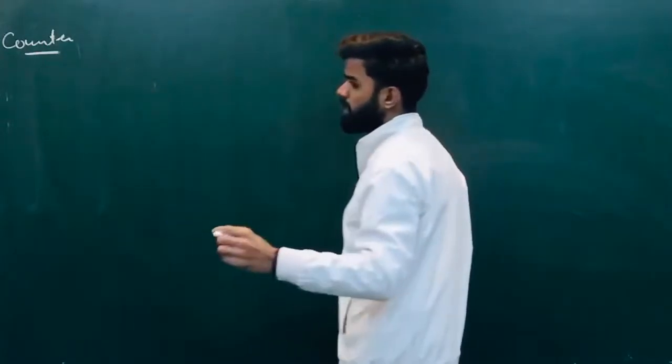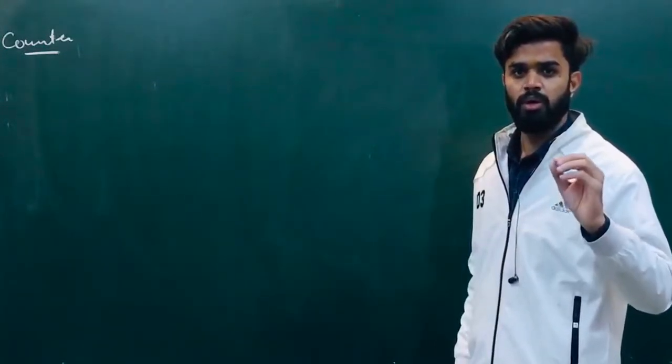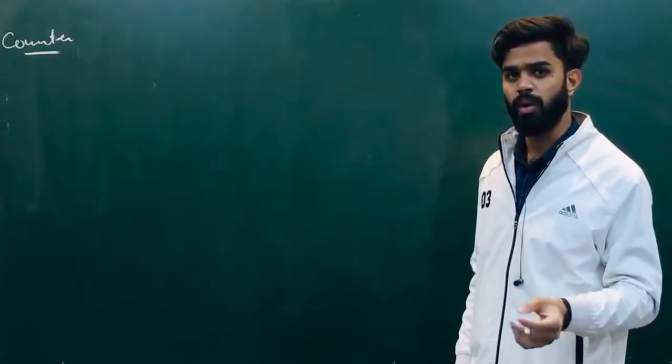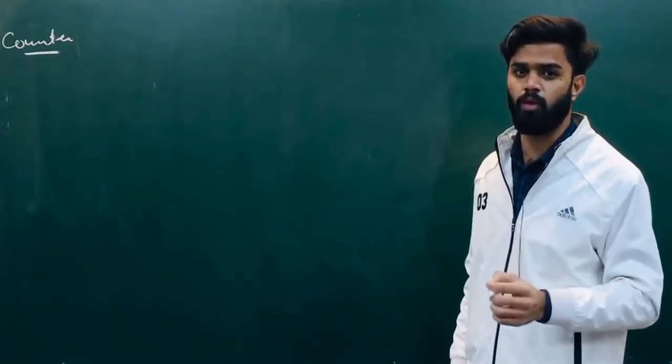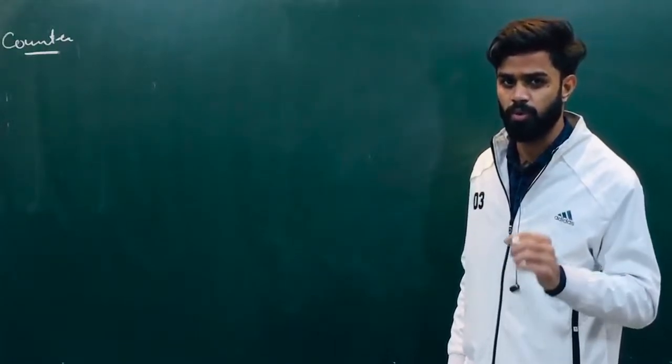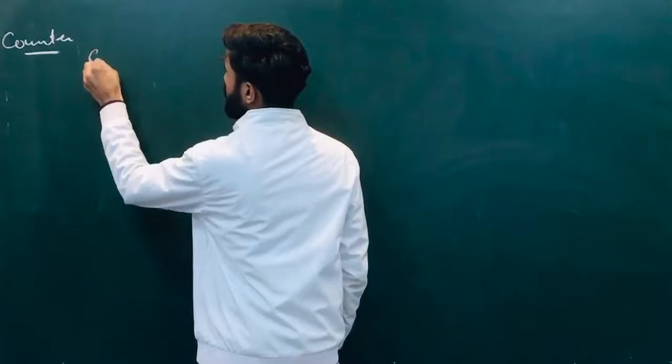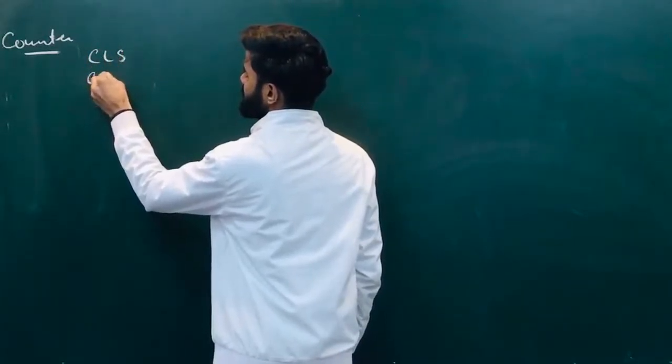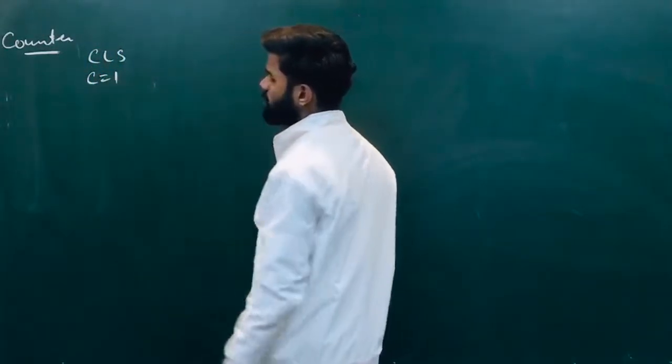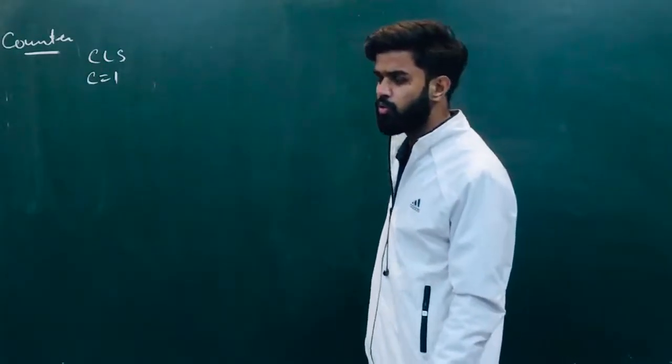Suppose we need to print the word computer 10 times or 12 times, and we also need to count exactly how many times the word computer or any word will print. So we can start from the beginning with CLS, and suppose C equal to 1. Now there is a variable C which is equal to 1.